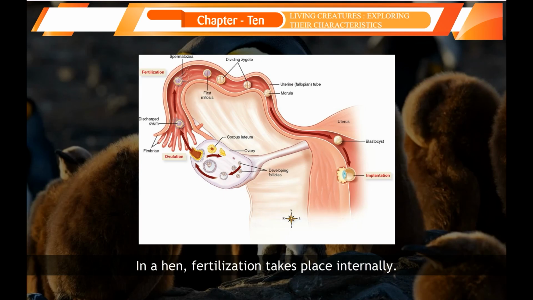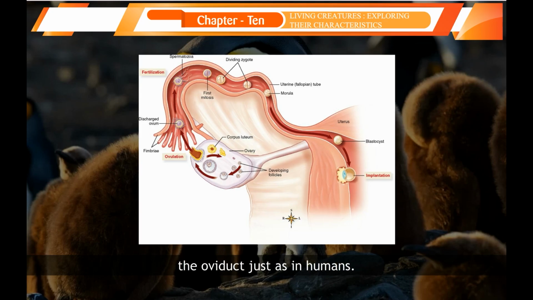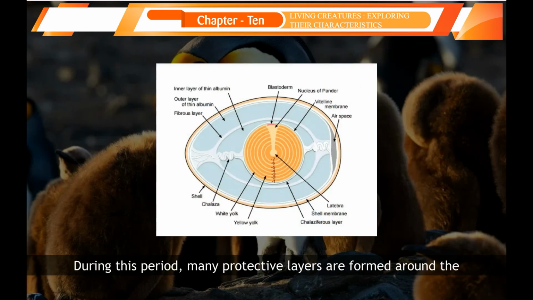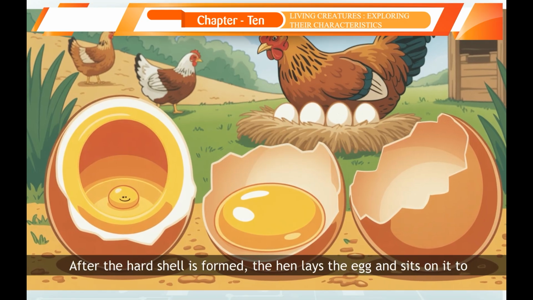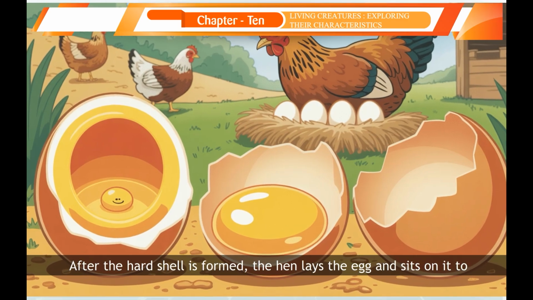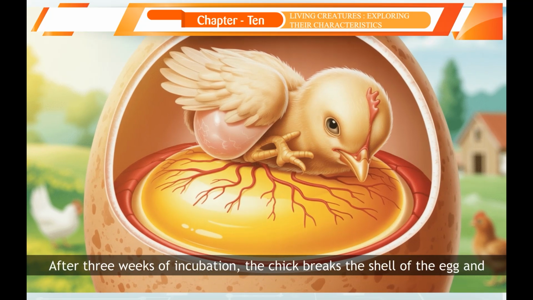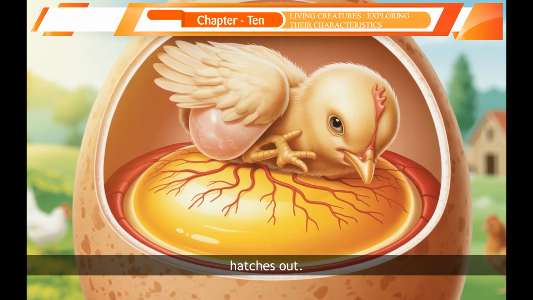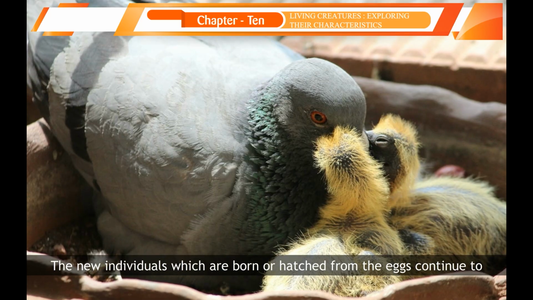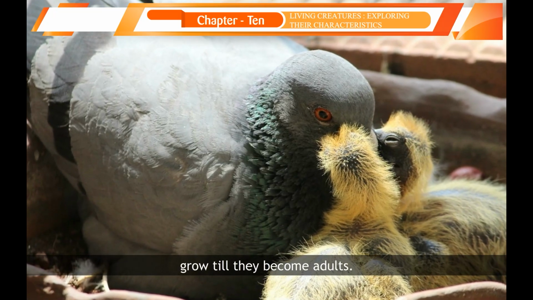In a hen, fertilization takes place internally. After fertilization, the zygote undergoes rapid division and moves down the oviduct just as in humans. During this period, many protective layers are formed around the developing embryo as a hard shell. After the hard shell is formed, the hen lays the egg and sits on it to provide warmth for the developing embryo. This is known as incubation. After 3 weeks of incubation, the chick breaks the shell of the egg and hatches out. The new individuals which are born or hatched from the eggs continue to grow till they become adults.